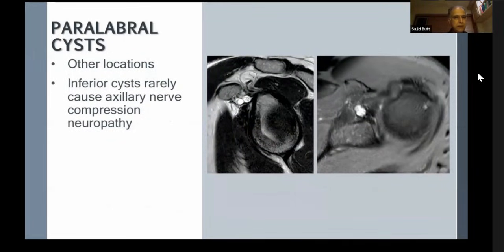You can get paralabral cysts almost anywhere. Remember, these are ganglion cysts. Ganglion cyst means that it's myxomatous degeneration of connective tissue. The inferior cysts very rarely can cause problems of the axillary nerve. Usually not, because they're not large enough and the nerve is a little bit away from the joint recess. It gets more commonly injured in the traumatic setting, which I explained earlier.